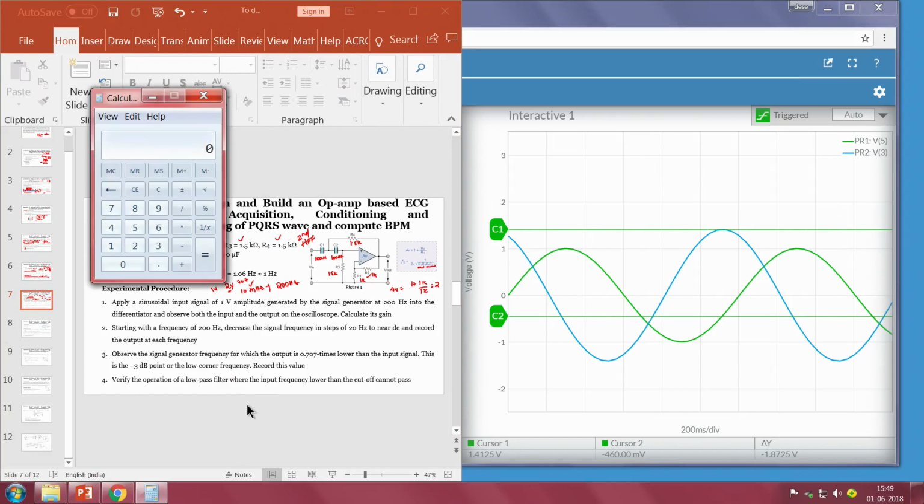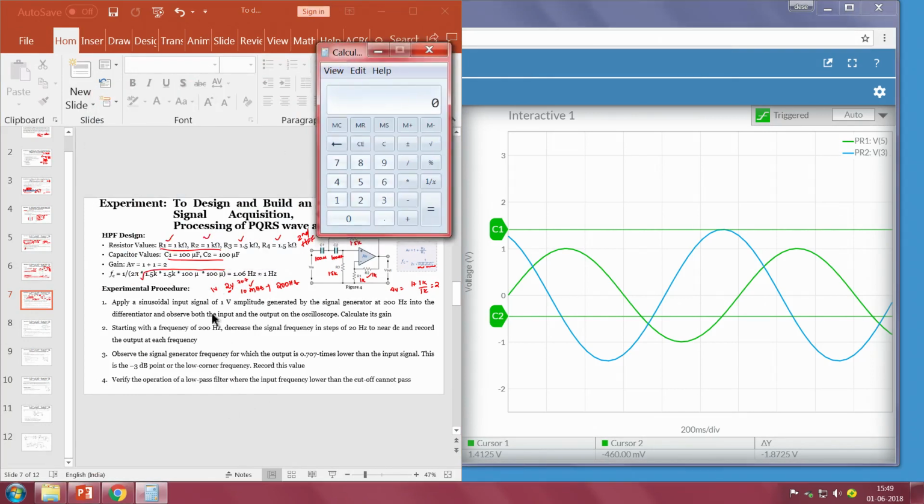So, I will take a calculator. Since the square root and this is a square, I can cancel it down. So, I will calculate 1 divided by 2 into 3.14, into 1.5 into 100, right. The value is 0.00106. Now, we have kilo and micro, right.